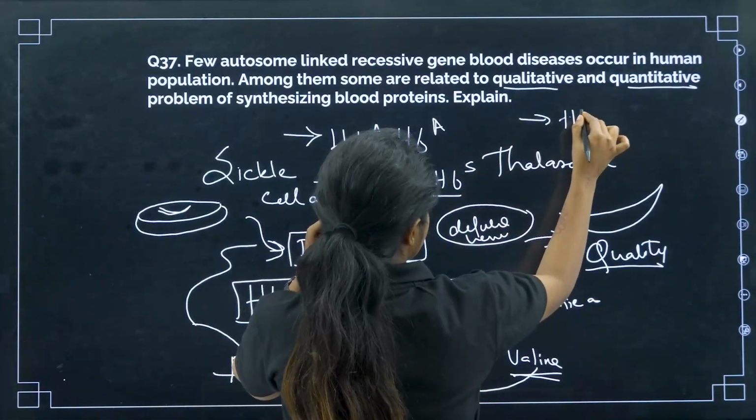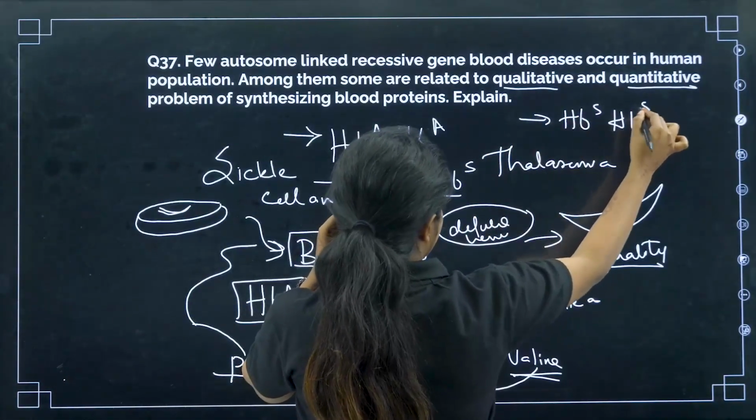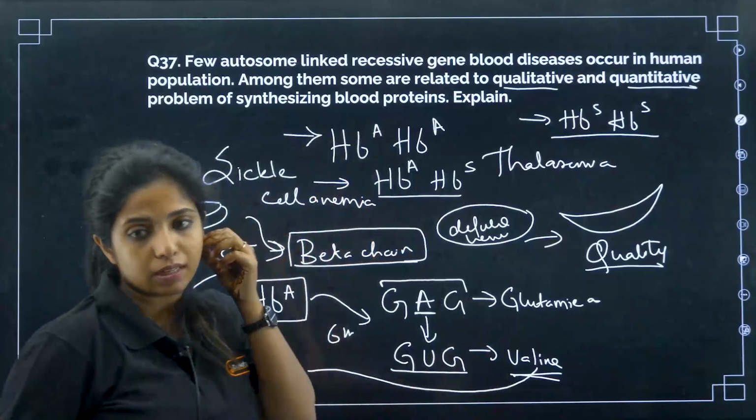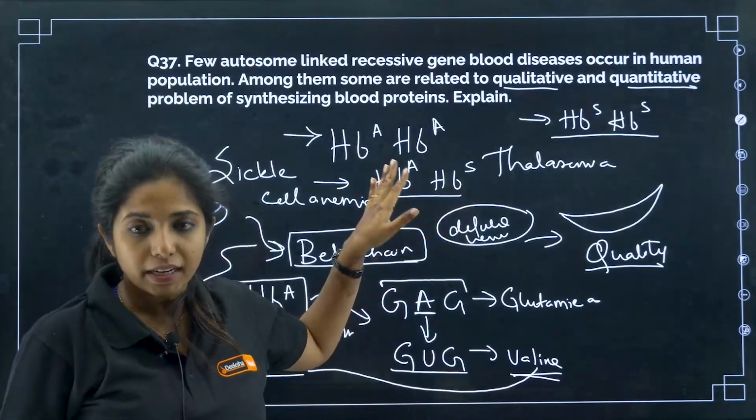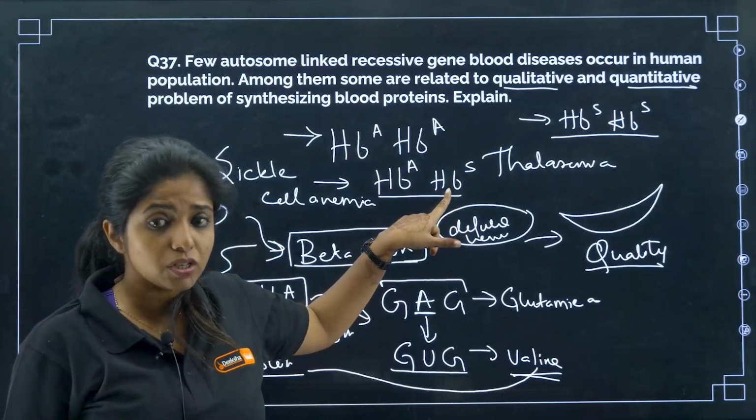So now it should be HBS, HBS. That is when the person will be affected with sickle cell anemia. Here the person is what? Basically just the carrier.